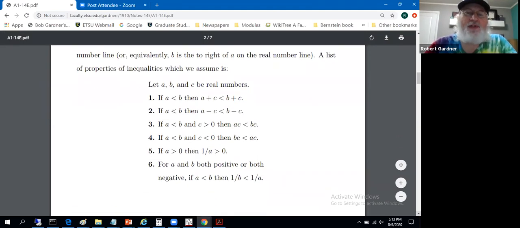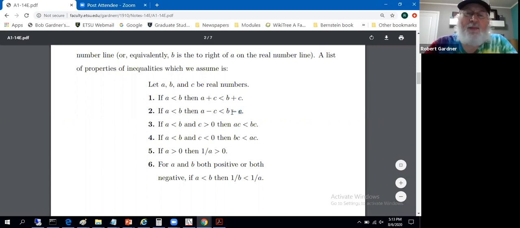Some properties are, for A, B, and C, real numbers, if A is less than B, then A plus C is less than B plus C. Add C to both sides of an inequality, it doesn't change the inequality. The inequality stays the same. If A is less than B, then A minus C is less than B minus C. Subtract C from both sides, and that doesn't change the inequality.